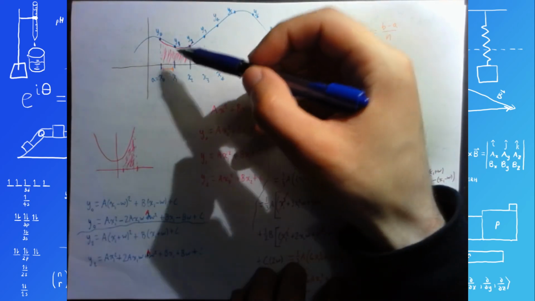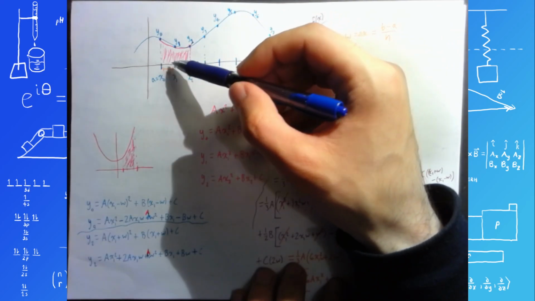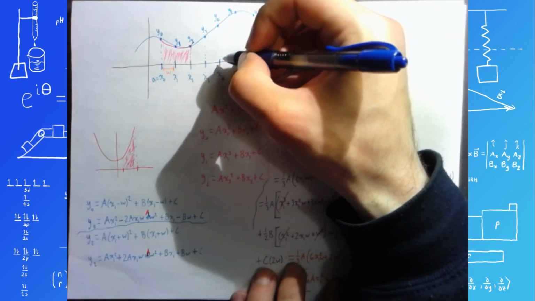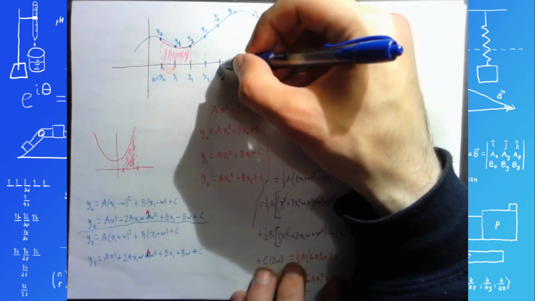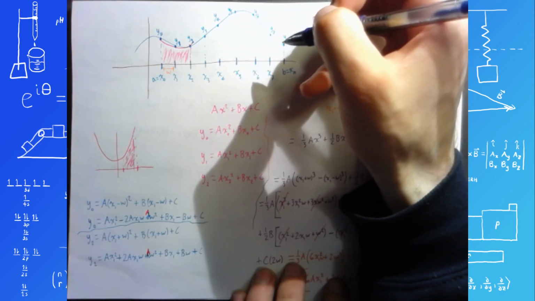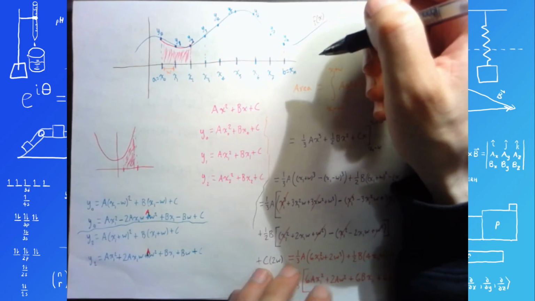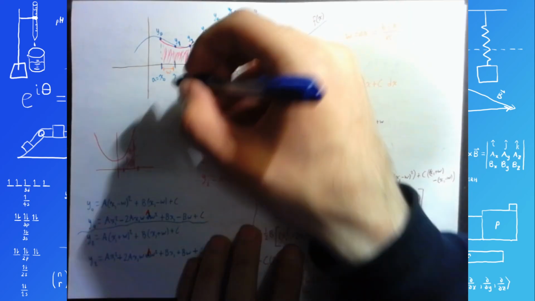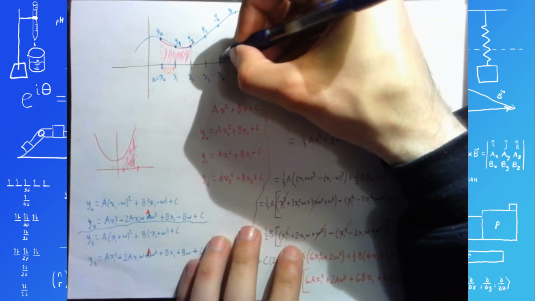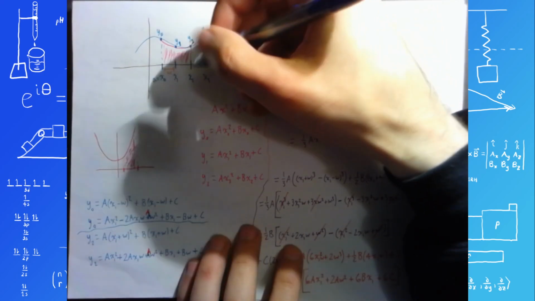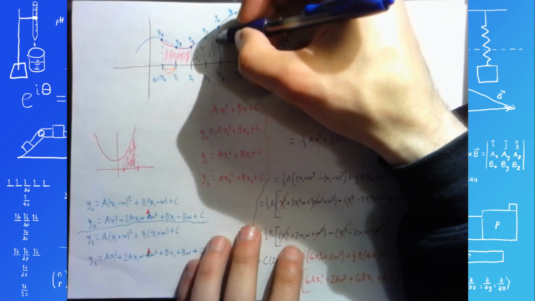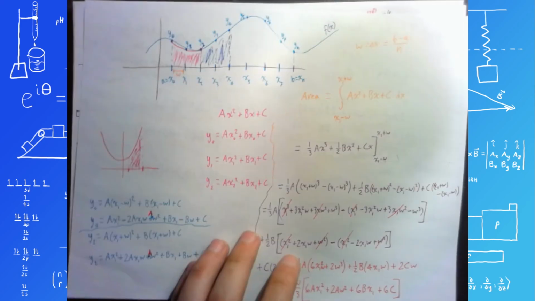So that is the area for one sub-region, one pair of subintervals. The next pair would be from x2 to x4. The next pair would be from x4 to x6, and so on. So basically the x1 isn't going to repeat. So if I were to do the next region, x2 to x4, what is its area going to be?